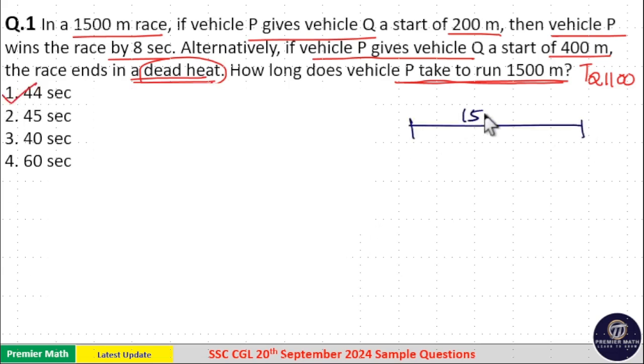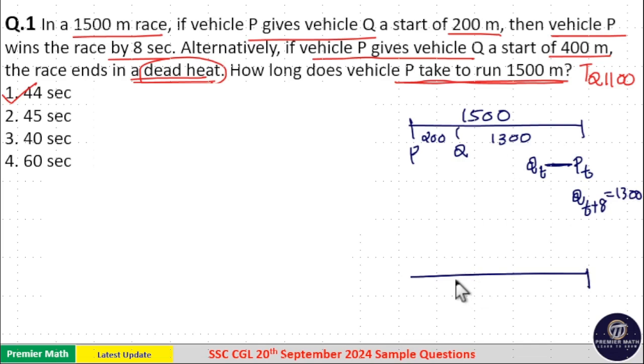Here, this is a 1500 meter race and P gives Q a head start of 200 meter, and Q has to cover 1300 meter, but P still won by 8 seconds. This means at the time T, P reaches the finishing point. But at the same time T, Q is somewhere behind P. We don't know how much distance it is, but Q is somewhere behind P. And P won by 8 seconds means Q has to cover this distance in 8 seconds. So Q reaches the finishing point at T plus 8 seconds. At T plus 8 seconds, Q covers 1300 meter.